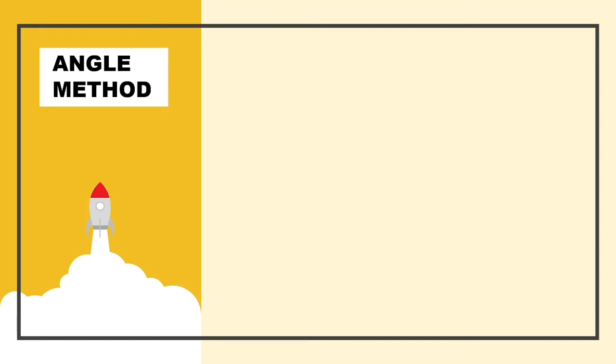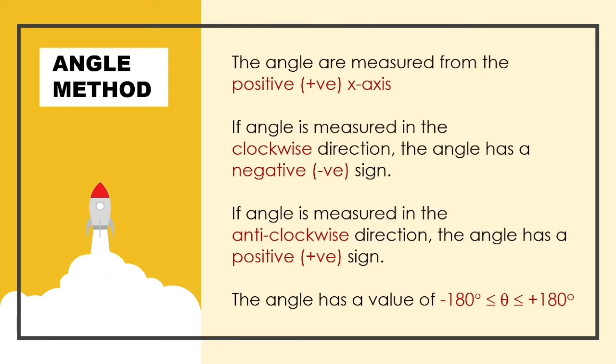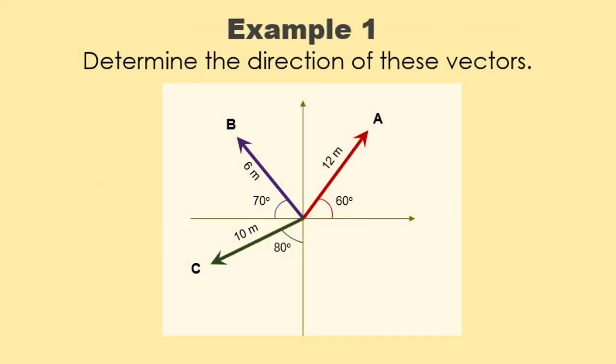For angle method, the angle is measured from the positive x-axis. If the angle is measured in the clockwise direction, the angle has a negative sign. Otherwise, if angle is measured in the anti-clockwise direction, the angle has a positive sign. The angle has a value of between negative 180 degrees and positive 180 degrees.